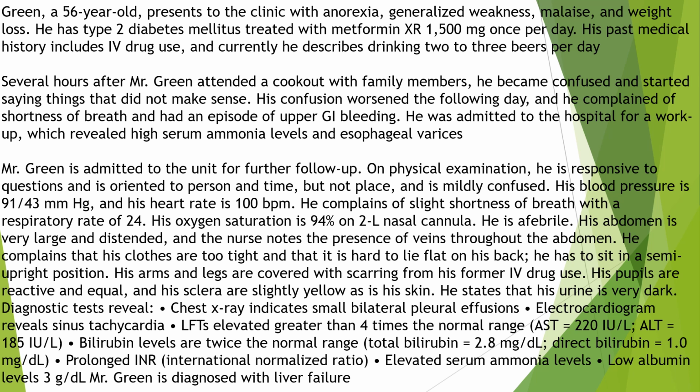On physical examination, he is responsive to questions and is oriented to person and time, but not place, and is mildly confused. His BP is 91/43 mmHg and his heart rate is 100 beats per minute. He complains of slight shortness of breath with a respiratory rate of 24. His oxygen saturation is 94% on 2 liters nasal cannula. He is afebrile. His abdomen is very large and distended and the nurse notes the presence of veins throughout the abdomen. He complains that his clothes are too tight and it is hard to lie flat on his back. He has to sit in a semi-upright position.